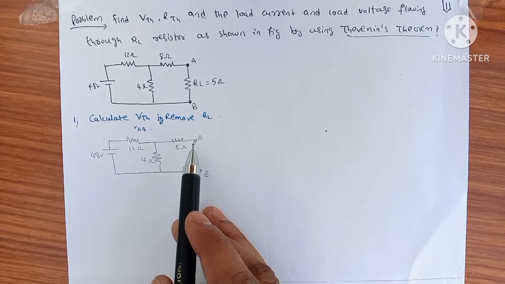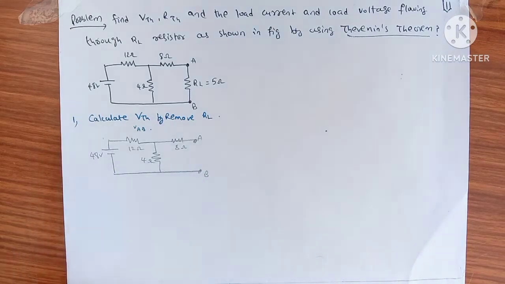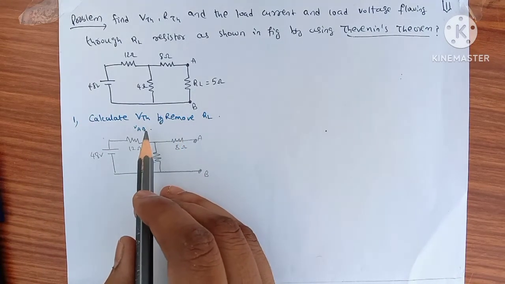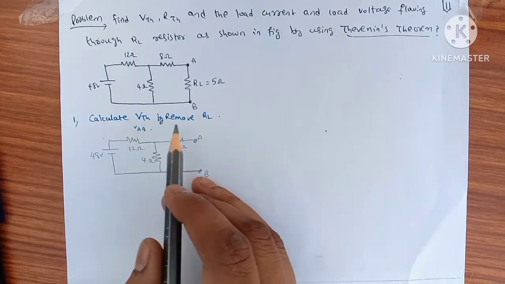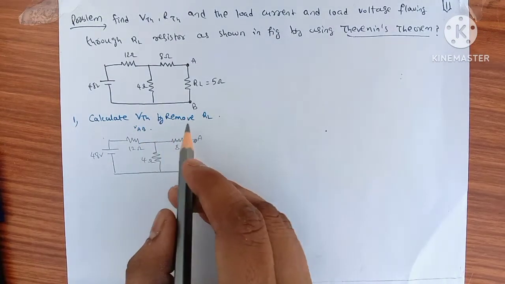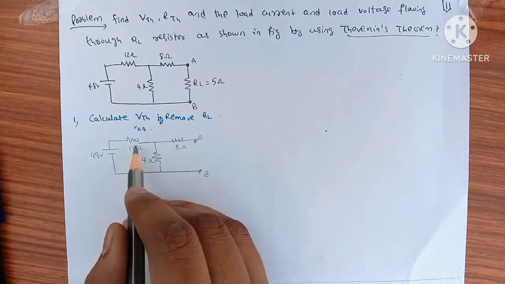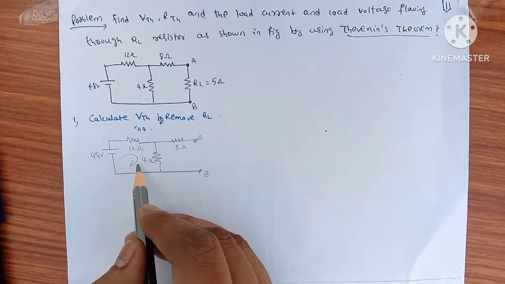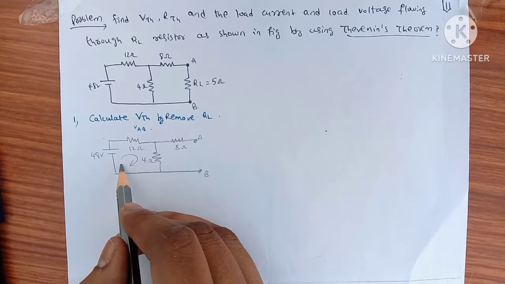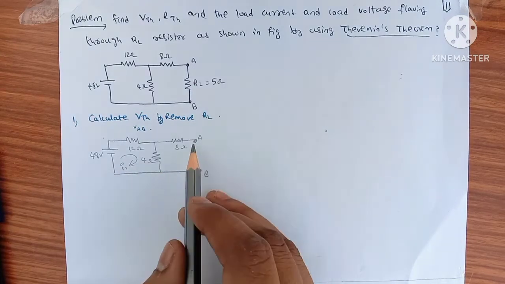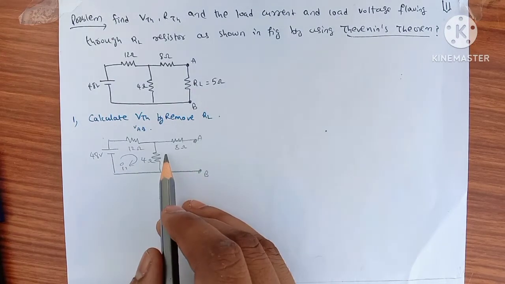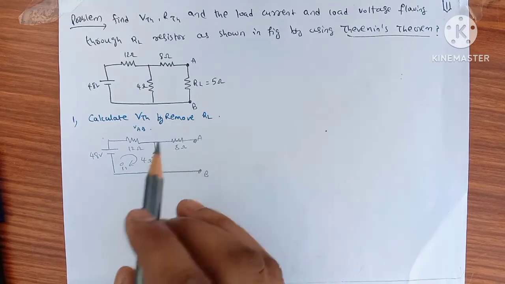So the simplified circuit looks like this. You can use any one technique to find VTH. So I am taking mesh analysis. For mesh analysis we need loop current. I am considering this as I1. Here it is not a loop, so there is no loop current.